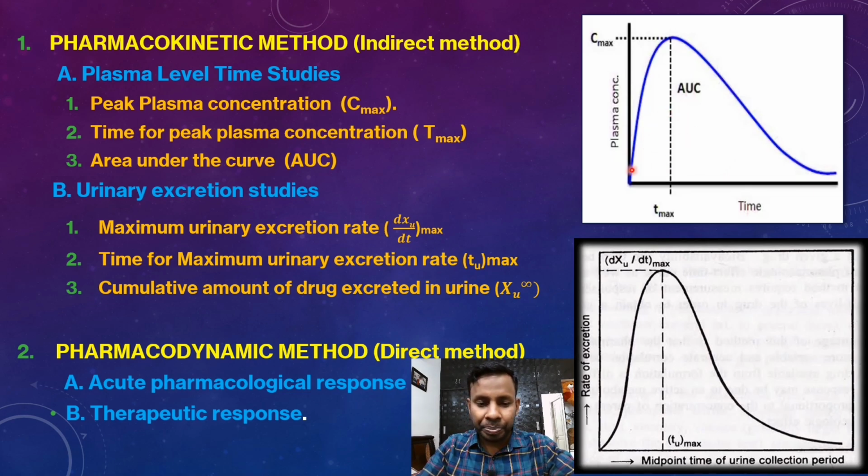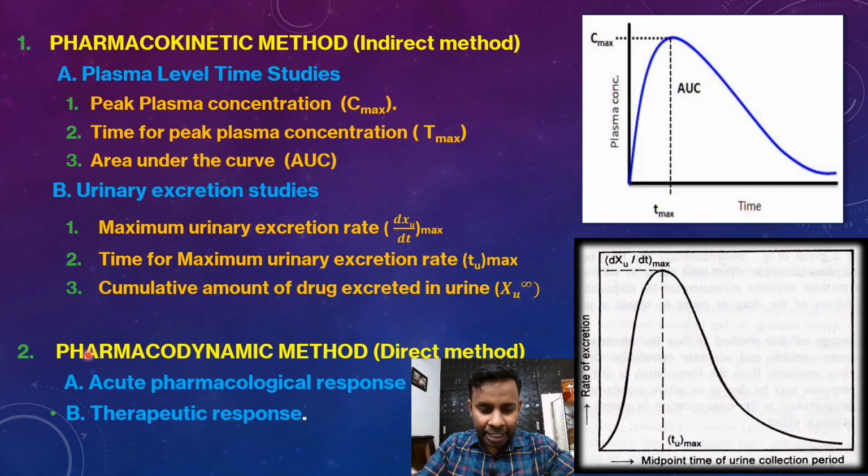And in urine data, again three components are there. Those are dXu/dt max, tu max and Xu infinity. dXu/dt max is maximum urinary excretion rate. Tu max is time for maximum urinary excretion rate and Xu infinity is cumulative amount of drug excreted in urine. So this graph is for urine data. This graph is plotted rate of excretion versus mid time of collection period.